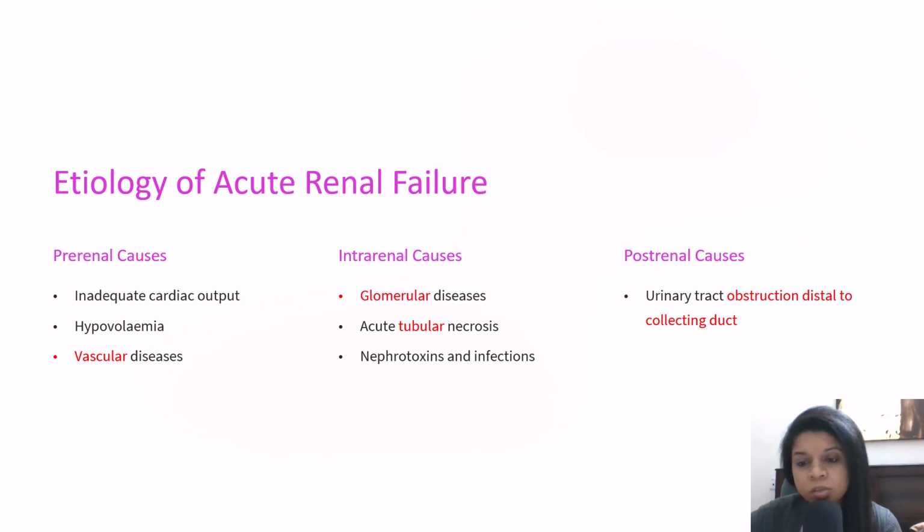Here again, if the obstruction is sudden, like a stricture or some stones which are obstructing completely, then it can be acute renal failure. But if the obstruction is very slow and slowly progressing, then it will cause chronic renal failure. So it depends upon how fast the cause is making the renal failure. If it is fast, it will be classified under acute, and if it is slow, progressive and irreversible, it will go under chronic renal failure.